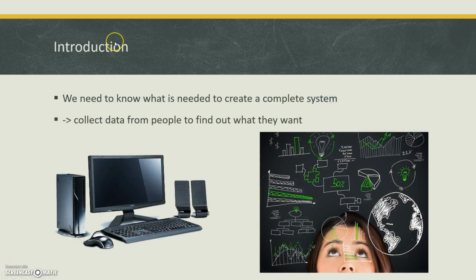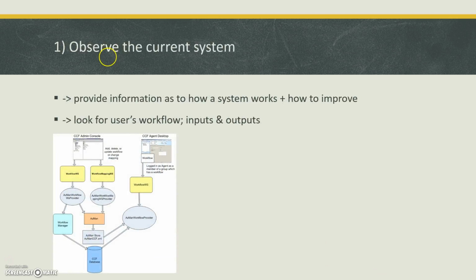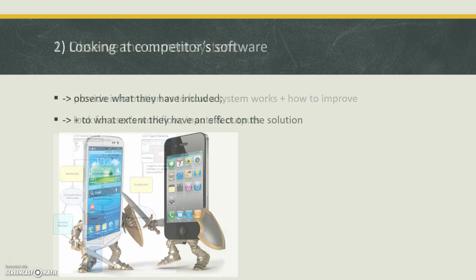So the introduction or the main thought is that we need to know what is needed to create a complete system. Therefore, we collect data from people to find out what they want, and the sources of these data may include, let's say, stakeholders, which I will talk about later. So the first way is to observe the current system, and this method provides information as to how a system works and how to improve. So we may look for the user's workflow, their inputs, and different outputs.